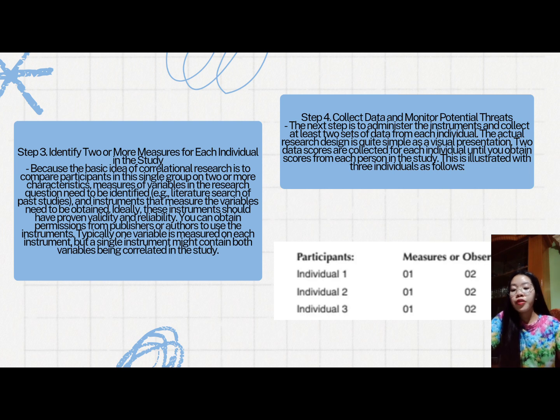So we can see on the screen that we have 3 participants, and the measures and observations of each participant or individual are the same, which is the measure is 0,1 while the observation is 0,2. This situation holds for describing the association between two variables or for predicting a single outcome from a single predictor variable. So you collect multiple independent variables to understand complex relationships.